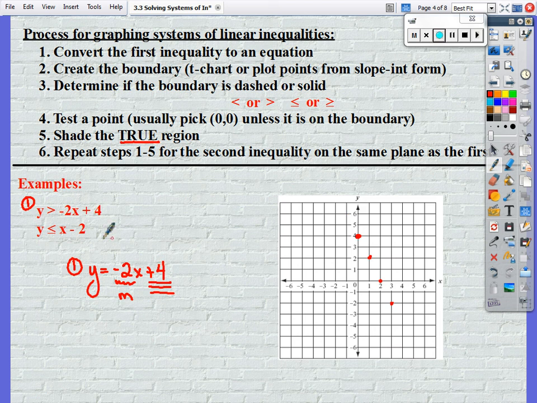Now we've got to determine if it's dashed or solid. And if you notice, this one is dashed. And that's going to be something you want to really keep an eye on. We talked about it when we did inequalities, but we've got to be very careful not to put a solid line when we actually need dashed.